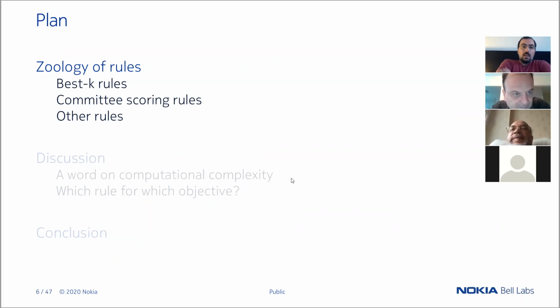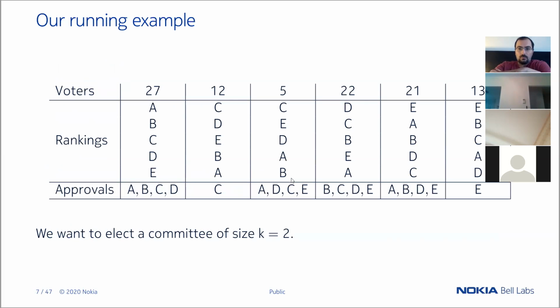So to start with the zoology of rules, I will start by talking about best K rules. I will take a running example throughout this section. We will use voting rules with rankings, but also voting rules with approval values. So I give both for each group of voters. For example, this group has 27 voters. They prefer candidates A to B, B to C, C to D, D to E, and they approve of A, B, C, and D, but not E, and so on. And in this running example, I will assume that you want to elect a committee of size 2.